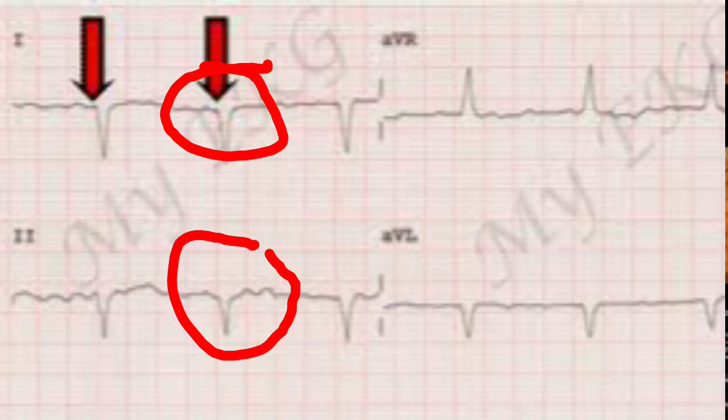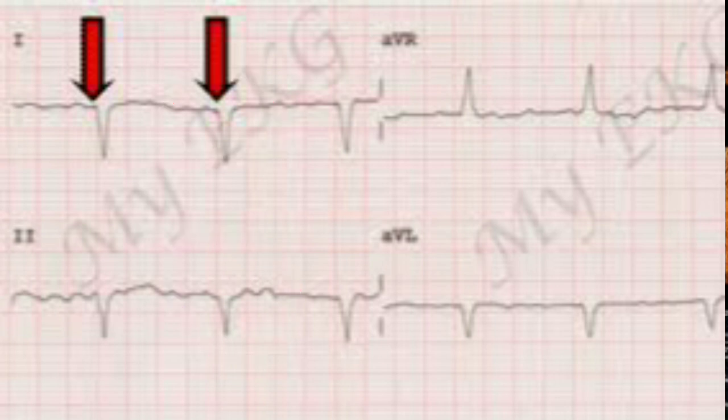Lastly, there is an extreme right axis deviation or no man's land. What happens in that case? Both lead 1 and lead 2 will be negatively deflected, and it happens in case of pacemaker insertion or ventricular tachycardia. So this is the way to know the cardiac axis by looking at the ECG.